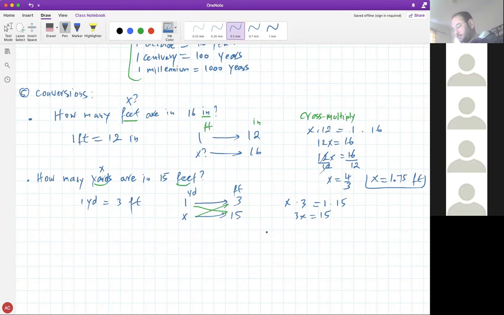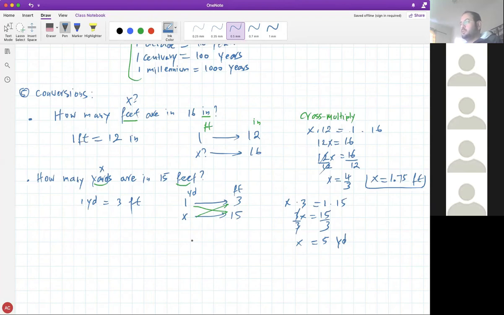Okay, what do we do here to get the X? Divide. Divide by? Divide by 3. So we're going to cancel the 3 from here. So we can find X by itself, which is 5. And what's the unit again? 5 what? What are we looking for? Yards. Yards, that's right, 5 yards. So the answer is 5 yards. So how many yards are in 15 feet?